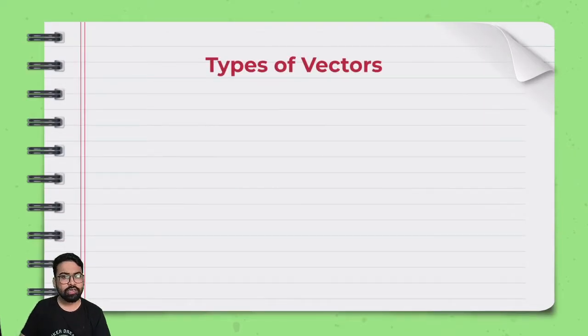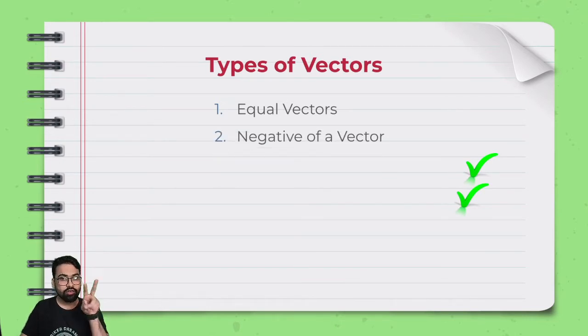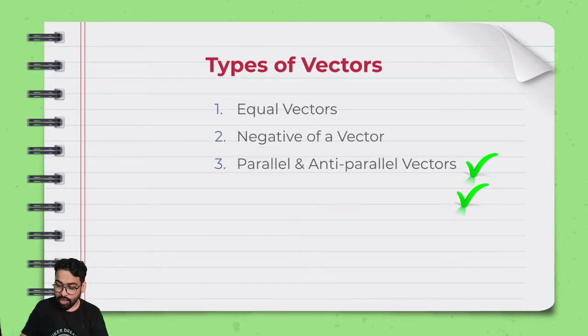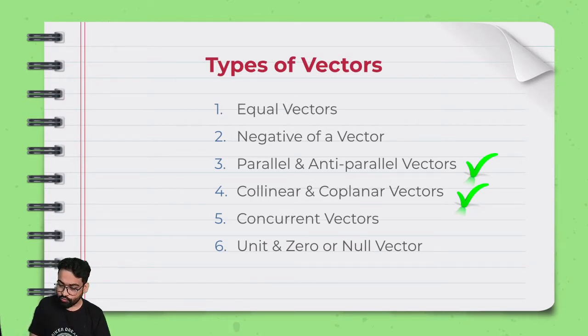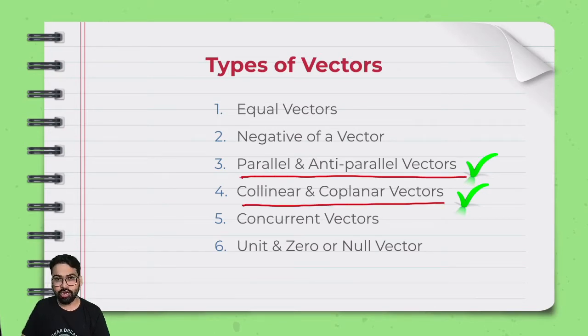We were talking about types of vectors, and there were two types that we had already talked about. We talked about equal vectors and the negative of a vector. The vectors we do today are parallel and anti-parallel, as well as collinear and coplanar. There are two more left that we will see in the next session: concurrent, and unit or zero vector, right? Unit and zero or null vector. So let us take up these two for today, that is parallel and anti-parallel as well as collinear and coplanar.